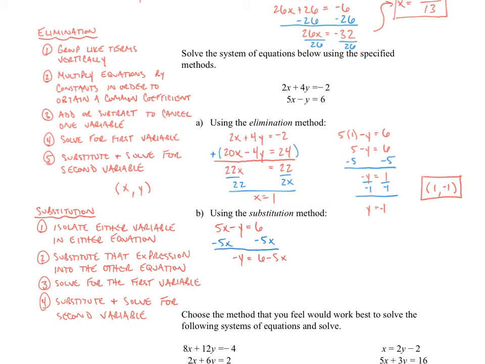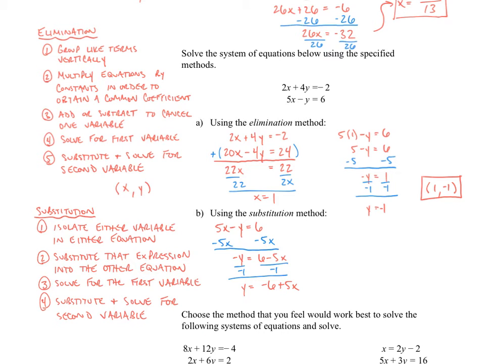And then I do need y to be alone, so I'm going to have to divide by negative 1 on both sides. I'm going to divide everything by negative 1. So y equals negative 6 plus 5x. Those signs are each going to change. So I've done that. I've isolated the variable y in the second equation.